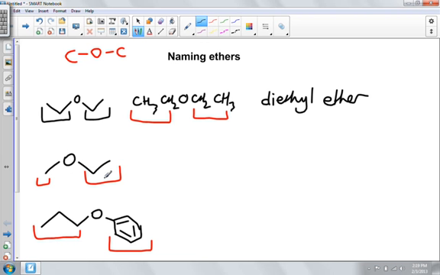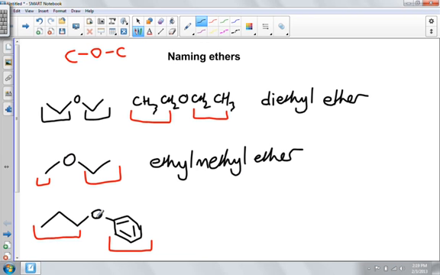We arranged substituents alphabetically before, and we do exactly the same here, so therefore this simply becomes ethyl methyl ether. There is no issue with ones or twos or anything about location, because these groups are always coming off the oxygen in an ether.